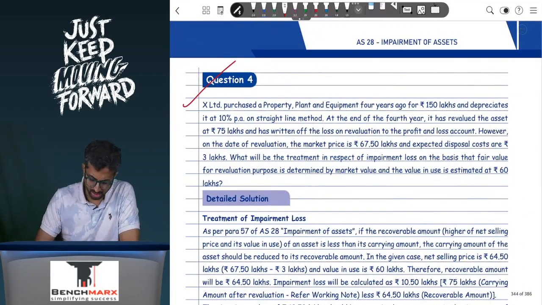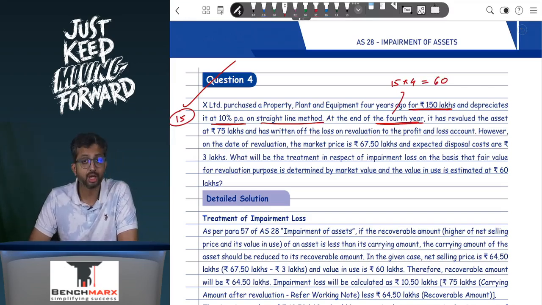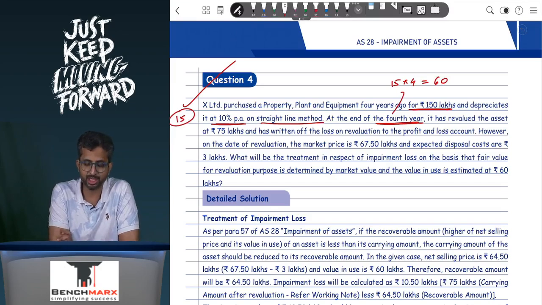Okay, next is question number 4. X purchased a PPE 4 years ago at 150 lakhs and depreciates it at 10% per annum on an SLM basis, that is 15 per annum. At the end of the 4th year, how many years have gone by? 4 years. So 15 into 4, 60 must be the depreciation already recorded. 150 minus 60, 90 must be the ledger balance.